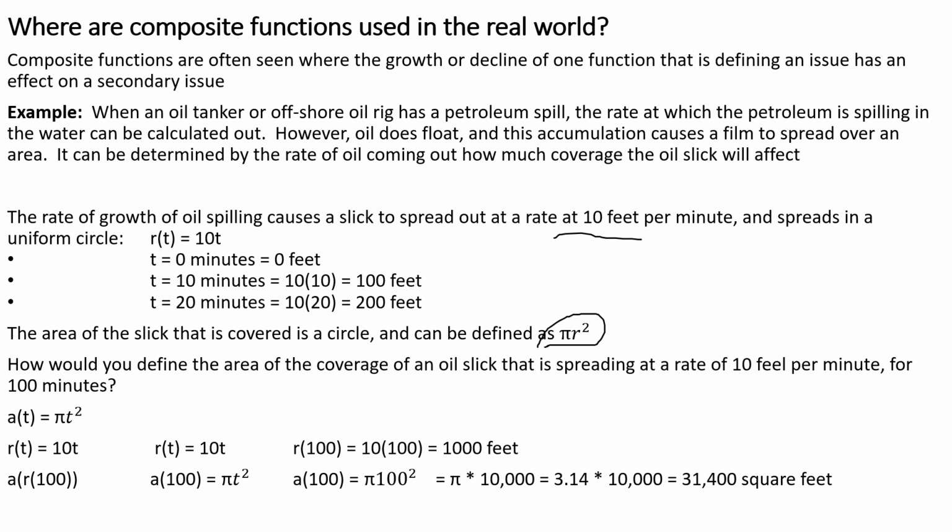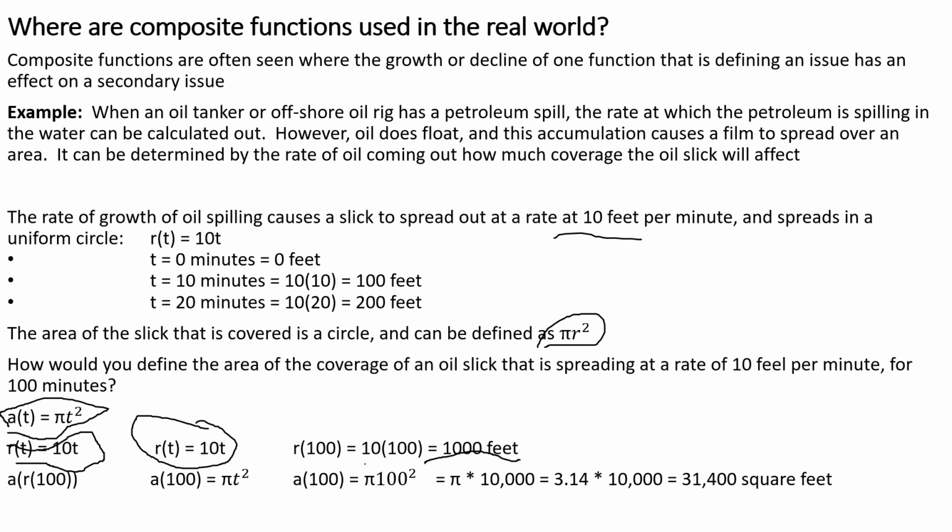Now, if it's going at 10 feet per minute, how big would it be in 100 minutes? Well, my one equation is how much is spreading against the area of the circle. And my other equation is it's going 10 feet per minute. We'll call t time. So if we know it's for 100 minutes, that would be 10 times 100, or 1,000 feet coming out.